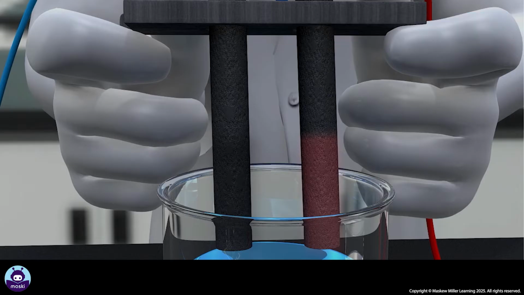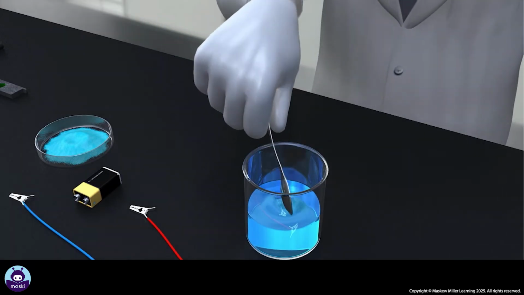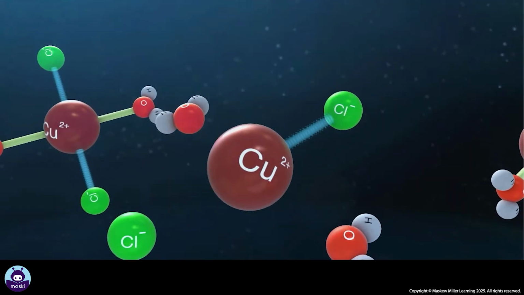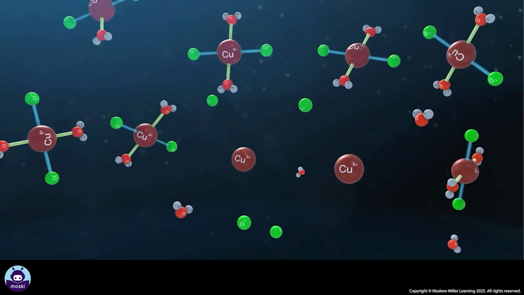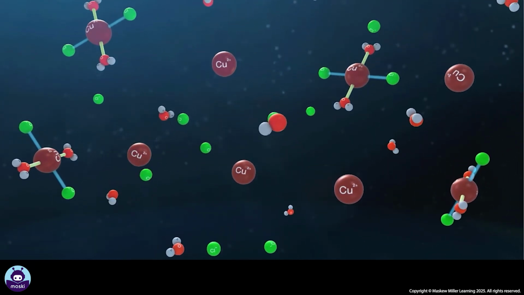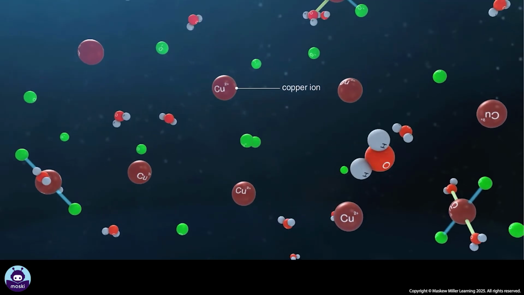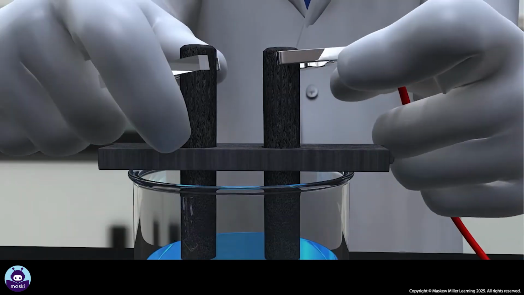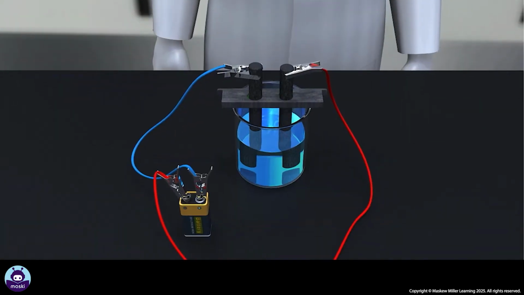Let's understand what happened. When you dissolve copper chloride in water, the copper chloride separates into copper ions and chloride ions in solution. These ions are electrically charged. The copper ions are positively charged and the chloride ions are negatively charged. Therefore, the solution can conduct electricity.